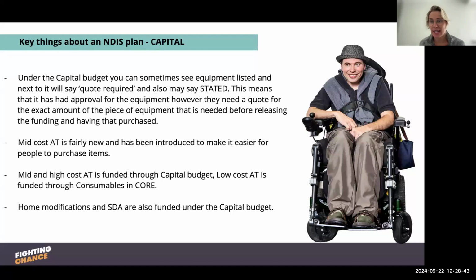It may also say stated, which means you can only use the amount for that amount. So that's what you need to look for when you're looking at those things in the plan.